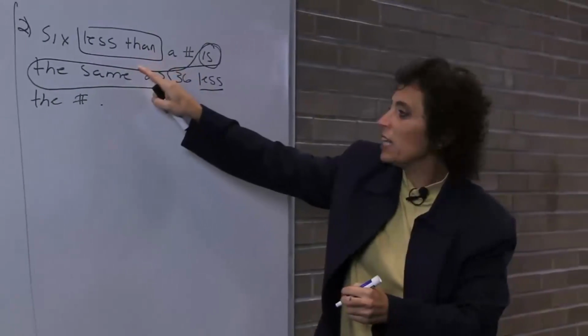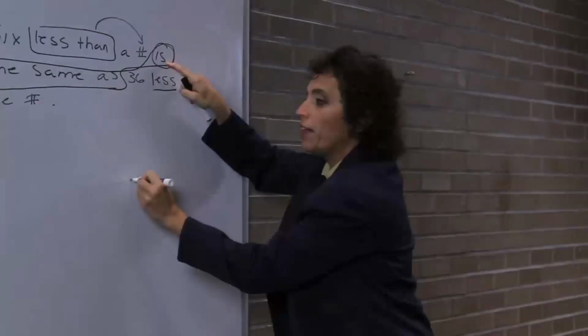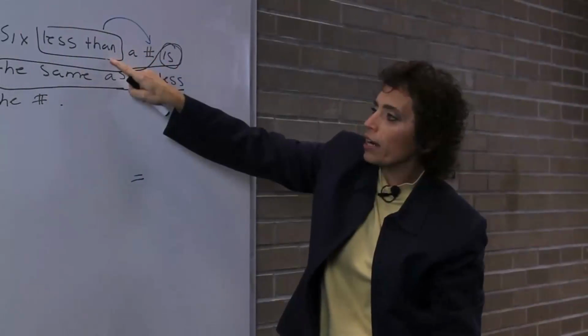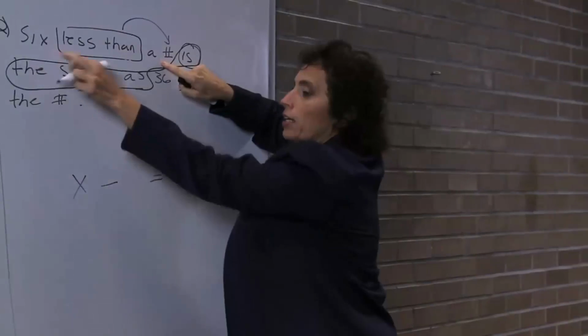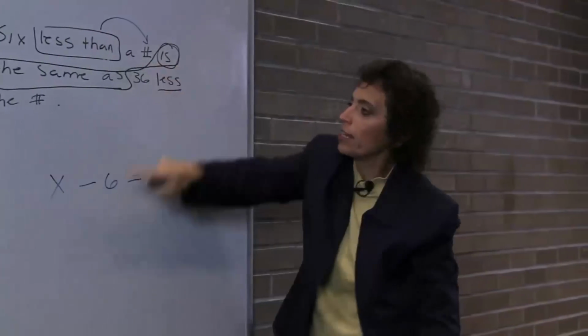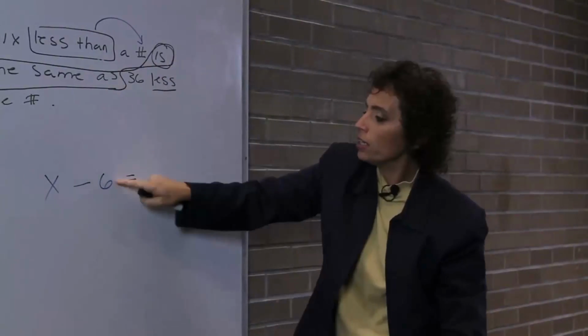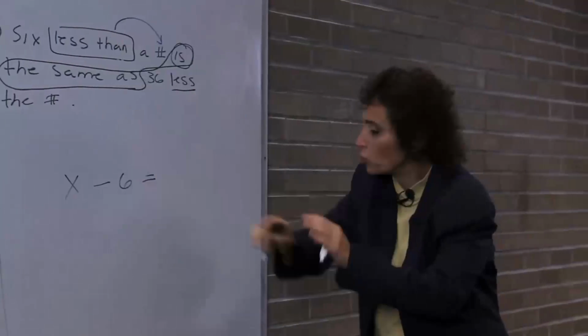Whatever comes after the word less than has to go first. So here's the is. I'm going to put that down. And less than a number. So whatever comes right after less than is the number. So that goes right here. And we have 6 less than a number. That's 6 less than a number. Is the same as 36 less the number. Remember, less means subtraction, no change in order.